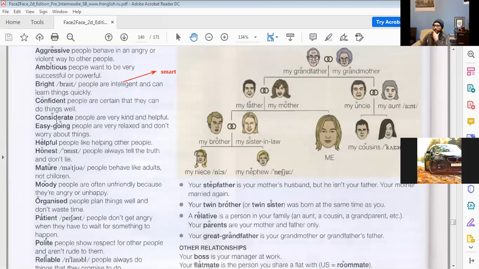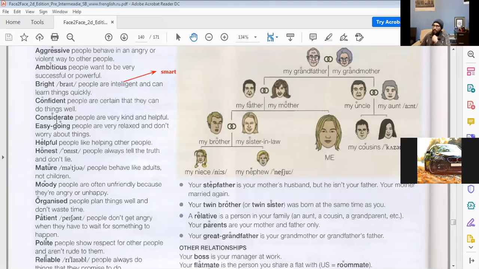Considerate. So considerate, it says here, people are very kind and helpful. What do you think this means, Safia, if we say someone is considerate? How would you explain a considerate person? And what's the opposite? Considerate people are very kind and helpful. Maybe cooperative. Yes, usually considerate people are cooperative because they're helpful.